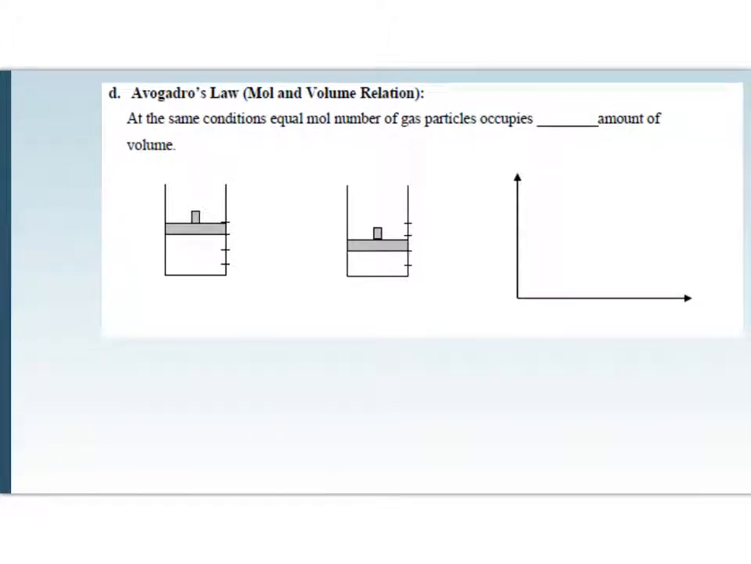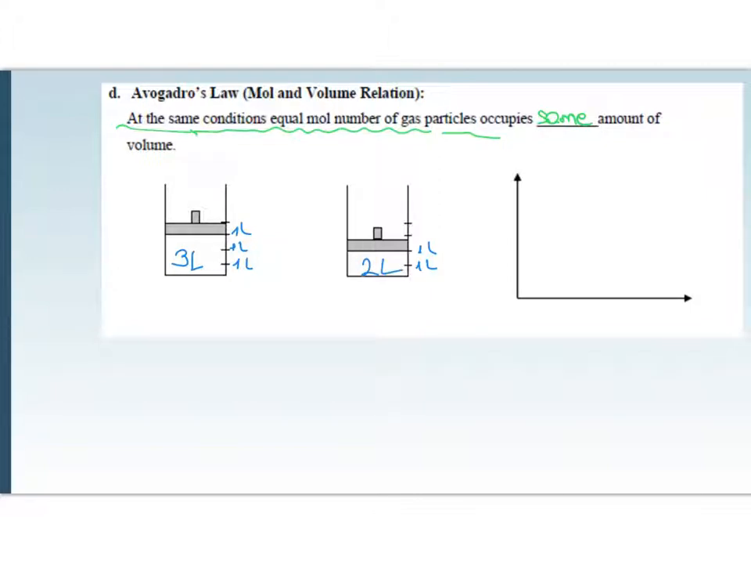The fourth one is Avogadro's law, which depends on the mole and volume relation. In this case, again, you have a container with a piston here, and the idea is that at the same conditions, equal mole numbers of gas particles occupy the same amount of volume. So let's say you have 1 liter, 1 liter, and 1 liter here. In total, you have 3 liters. Here you have 1 liter, 1 liter. In total, there are 2 liters.